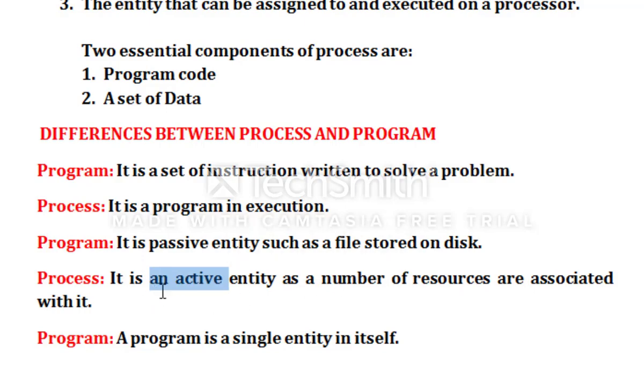Whereas a process is an active entity, as a number of resources are associated with it. A process is an active entity because at the time of executing, it is quite possible the process may engage a number of resources. Right? Maybe some files, some data structures, some input devices, maybe some output devices. So it is an active entity as a number of resources are associated with it.